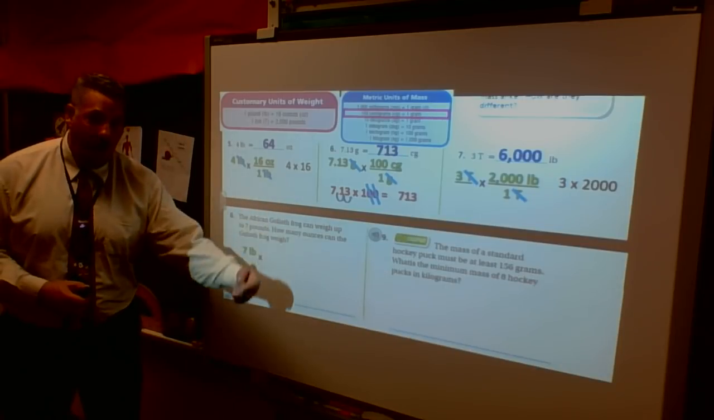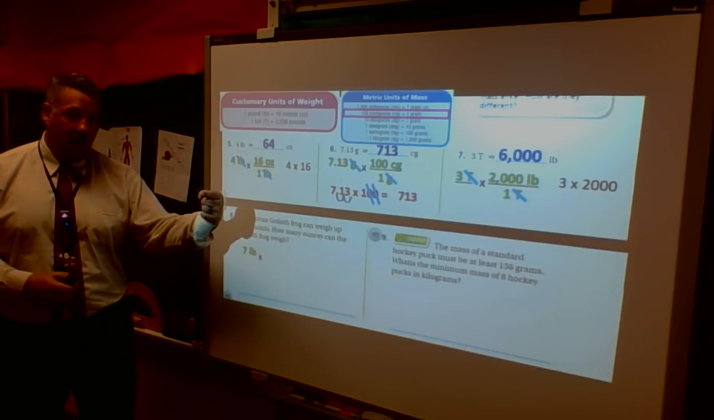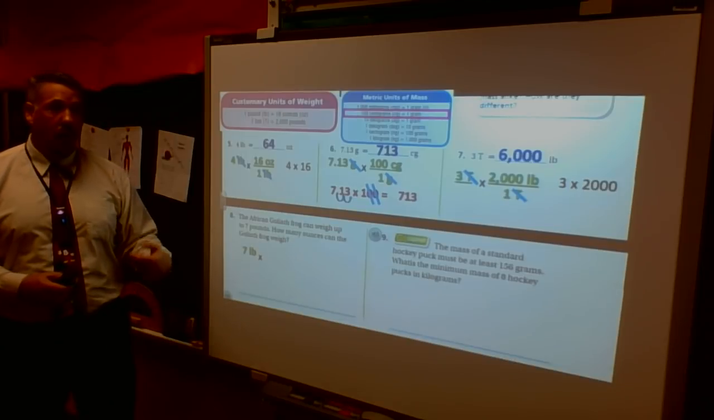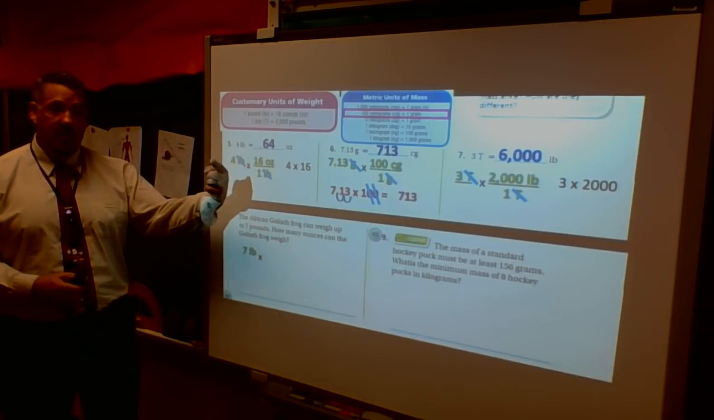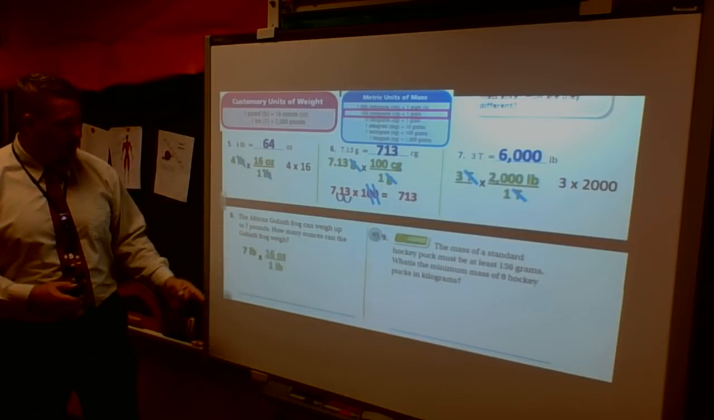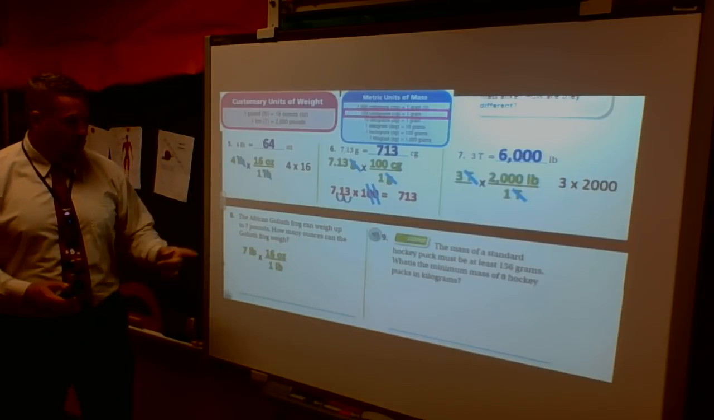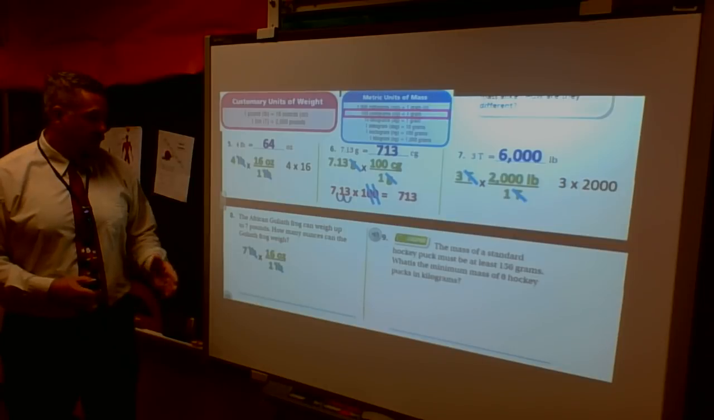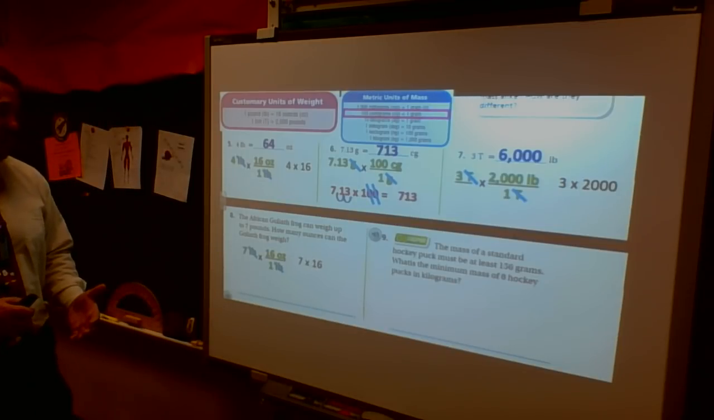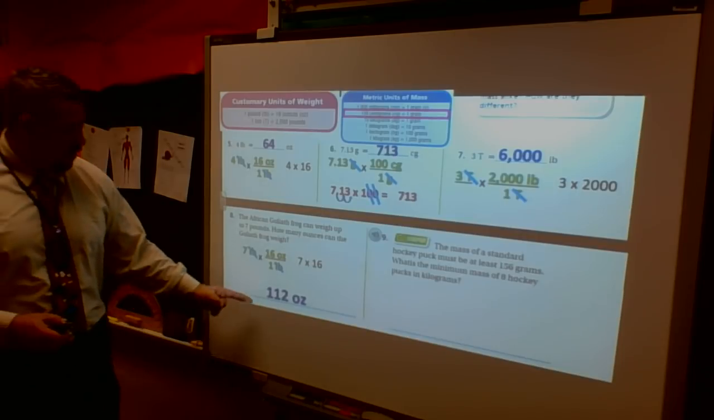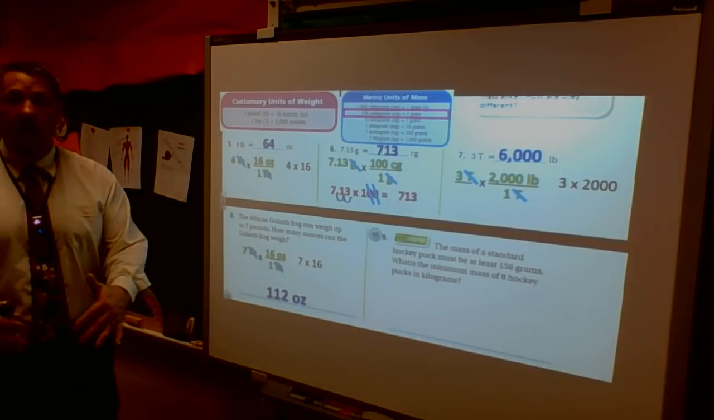I'm going to ounces, so the ounces has to be on top and the pounds on bottom. We know that for every 1 pound on bottom, I have 16 ounces going on top. So I put the 16 over 1, cross reduce my pound labels, and I'm left with 7 times 16. When I multiply them, it's 112 ounces.